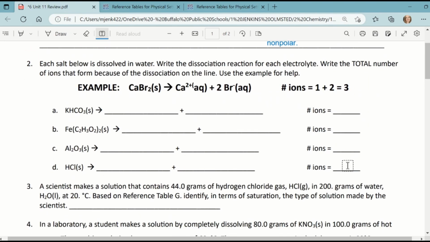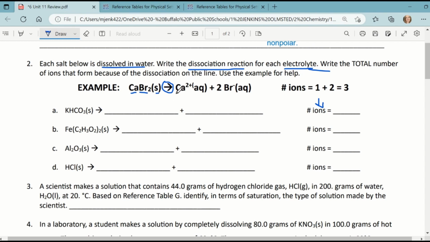Each salt below is dissolved in water. Write the dissociation reaction for each electrolyte. Remember, electrolyte is something that conducts electricity when it is dissolved in water. Write the total number of ions that form because of the dissociation on the line, so over here. Use the example for help. So here's one. Calcium bromide as a solid, and remember in this reaction we are just dissolving it in water.